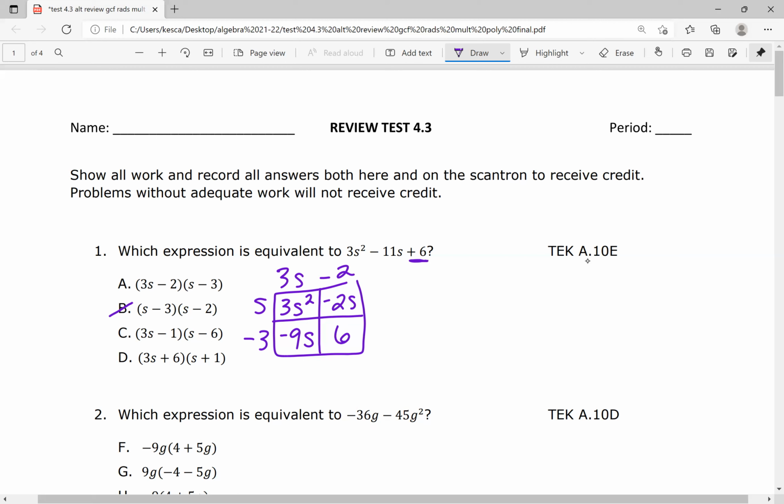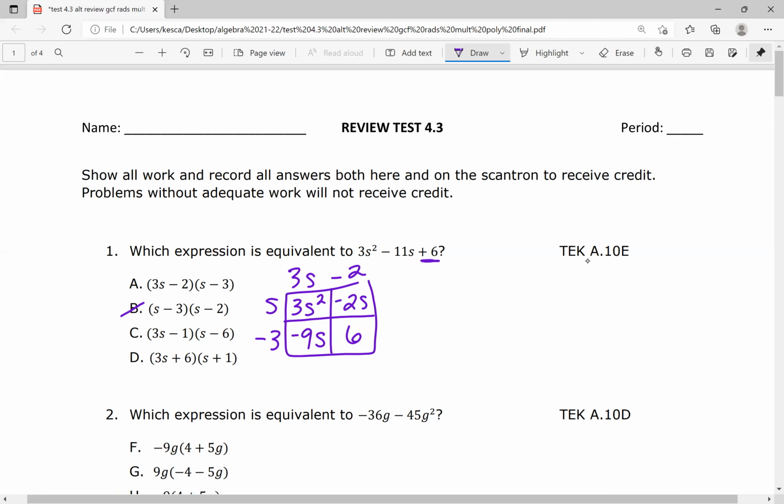And now we combine like terms. Listen to the steps I've done: I used the box method to multiply them, and now I'm going to combine like terms to simplify my answer. I look for my highest exponent first on my variable. It's s squared that is my highest, so I have 3s squared. And then I'm going to look here.